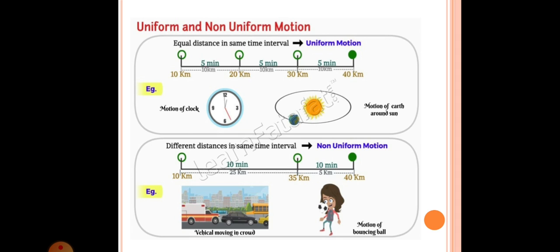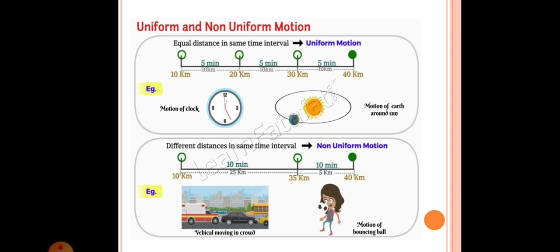In the first case, you can see a body is moving, and the markings given here are 10, 20, 30, 40. From 10 kilometers to 20 kilometers it takes 5 minutes, and from 20 to 30 it is again taking 5 minutes, and from 30 to 40 it is again taking 5 minutes. So here the distance traveled and the time are the same. Equal distance in the same interval of time is covered, that is why it is called uniform motion.